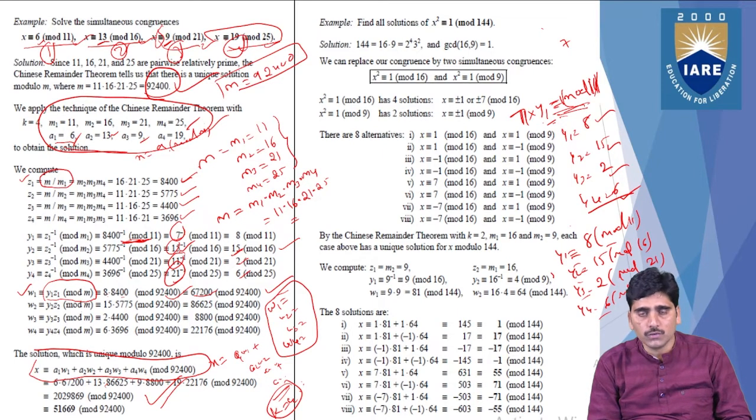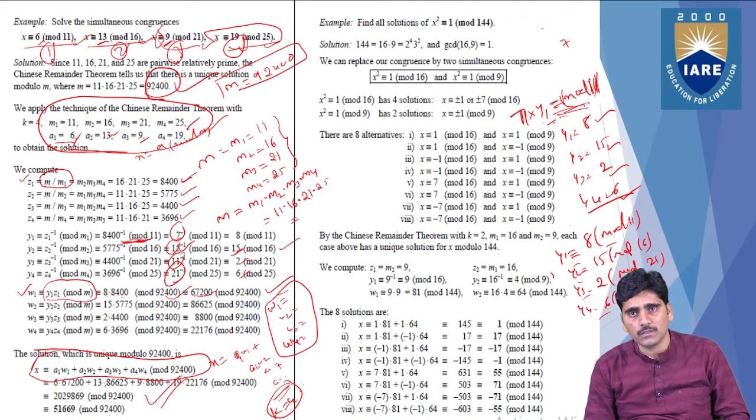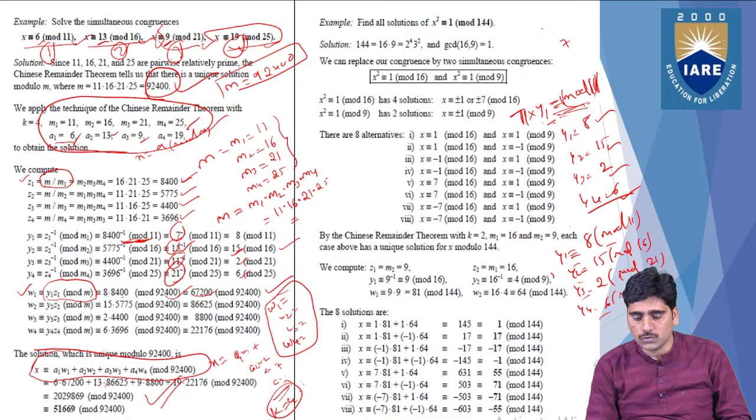After finding those z values, you are going to find the y values. After finding the y values, you are going to find the w values: w1, w2, w3, w4, right? So you can see the formulas here, and you can substitute all your values in these formulas. After substituting the values, you get this solution: x equals a1 w1 plus a2 w2 plus a3 w3 plus a4 w4. So these are the values you will get.